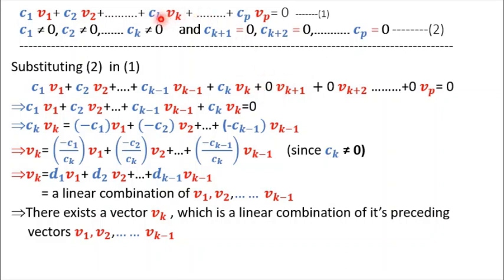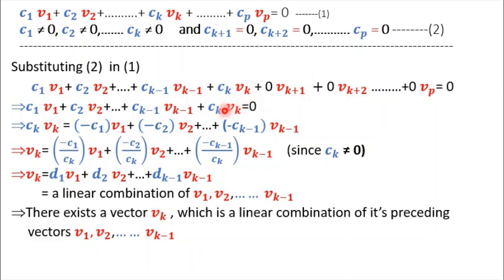ck in place of ck plus 1, you will write 0. In place of ck plus 2, you will write 0 plus and so on plus. In place of cp also you will put 0. So 0 into vp is equal to 0. Which implies we have c1 v1 plus c2 v2 plus and so on, ck minus 1 vk minus 1 plus ck vk is equal to 0 till here.